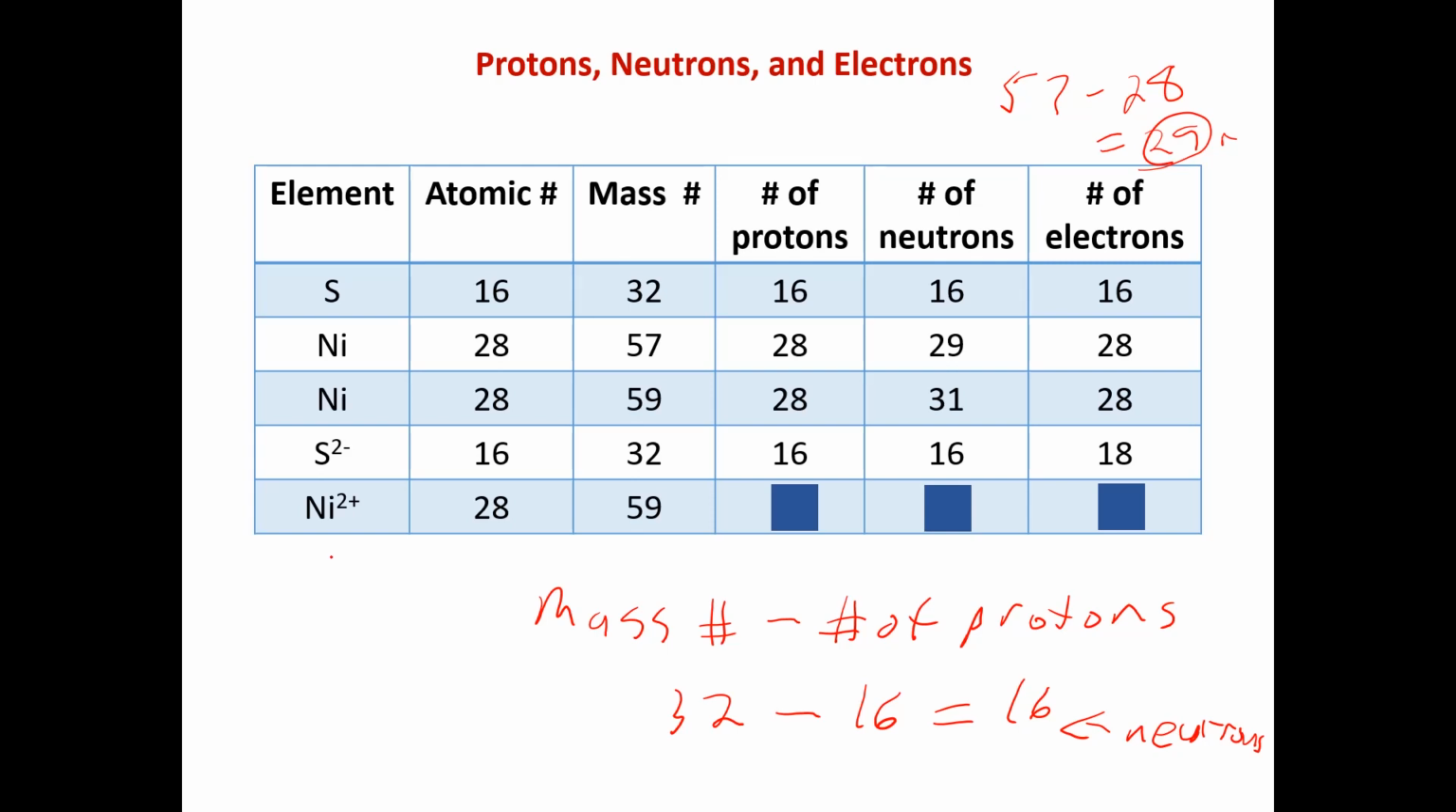We have nickel here with a 2 positive charge, so we already figured out that this atom that has a mass number of 59 has 28 protons and 31 neutrons. If it has a 2 positive charge, that means that we have 2 more positive particles than we do negative particles, which means that if we've got 28 protons, we only have 26 electrons.